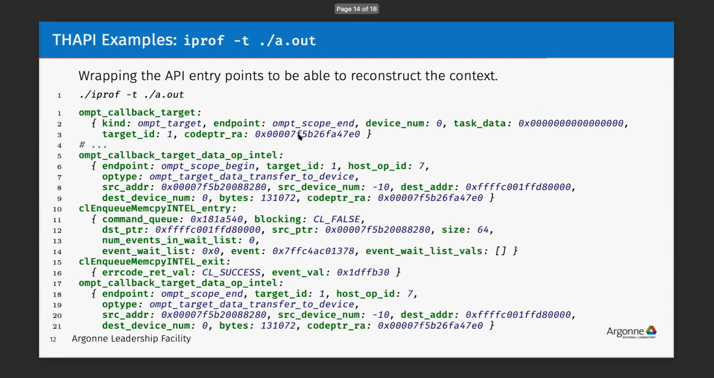Just to give you an idea of what we typically look at, this is an example of a trace. If you use iprof -t on a binary, you will get a trace. This is a trace showing OpenMP implemented on top of OpenCL Intel, using an Intel extension. It's a target data OpenMP call, which is implemented using an enqueue memcopy Intel OpenCL call. So we have all the information we need to understand how OpenMP is implemented on top of OpenCL here.